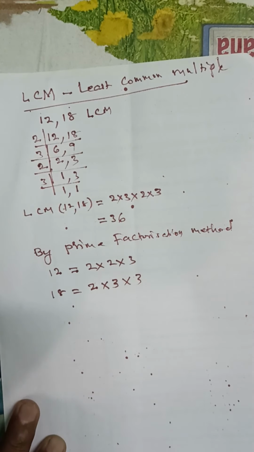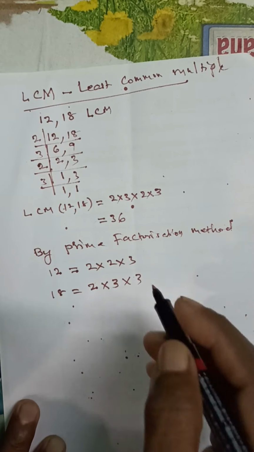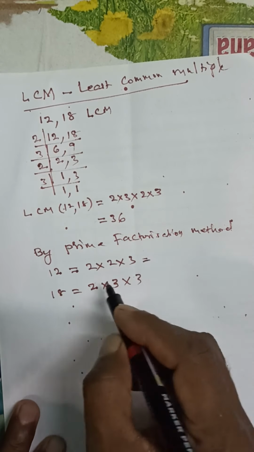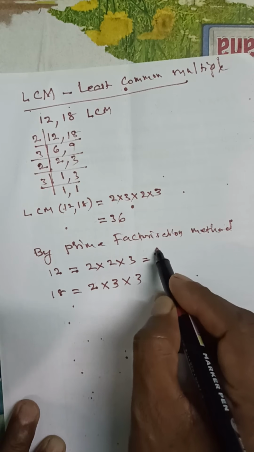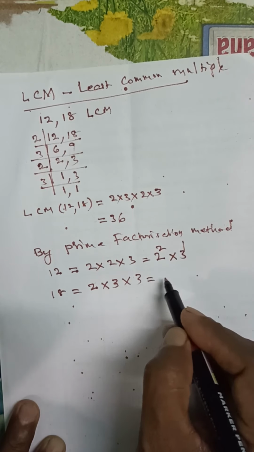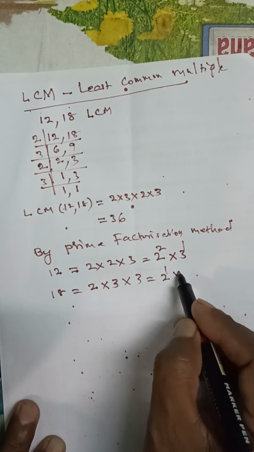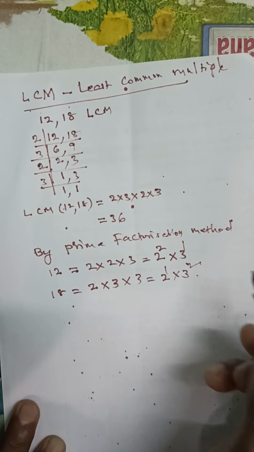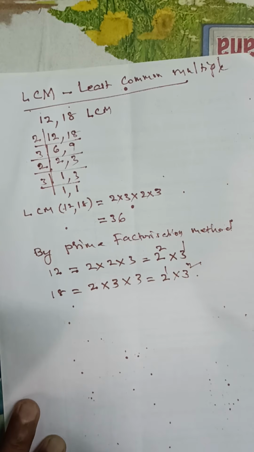LCM means the product of the greatest powers of each prime. So we can write 2 into 2 is equal to 2 square, into 3 to the power of 1. And we can write 18 as 2 to the power of 1 into 3 square.